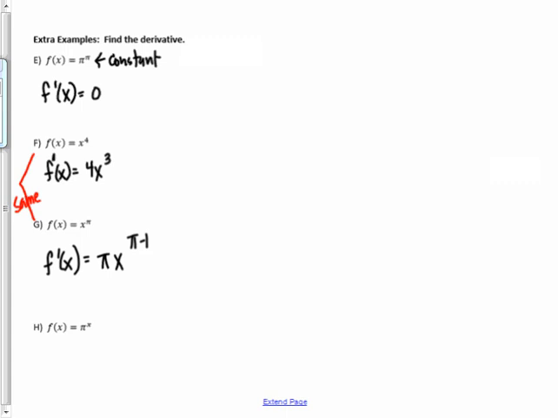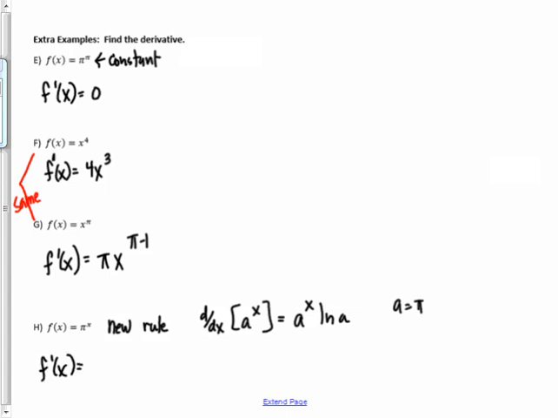Now, h is where it's different. H is our new rule, the one that we just had a second ago, because the x is the exponent. So remember, the derivative of a to the x is equal to a to the x times natural log of a. In this case, a is going to be pi. So when I fill in that derivative rule, I get pi to the x times the natural log of pi. So pay attention to which part's your variable. Is your variable in the exponent? Is your variable the base? Look at it like that.